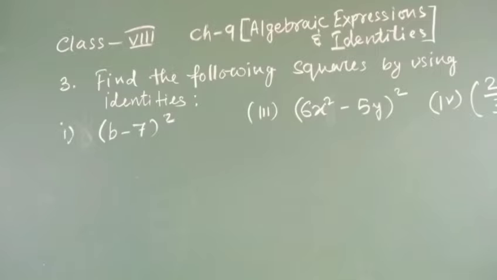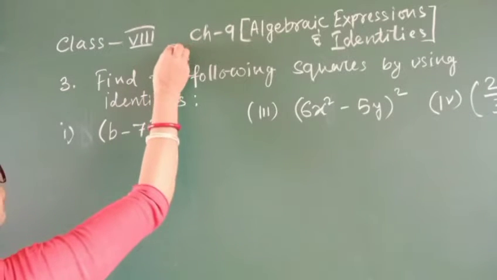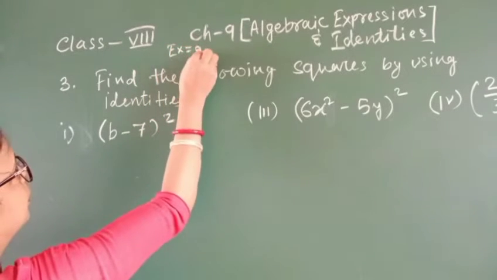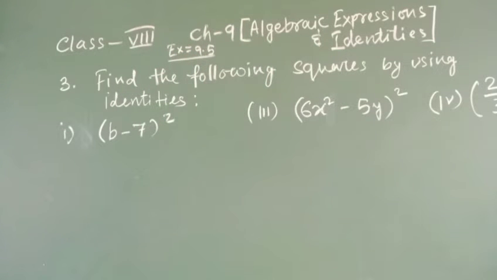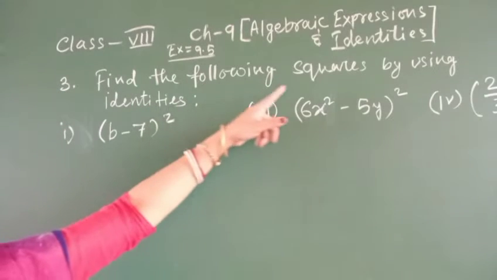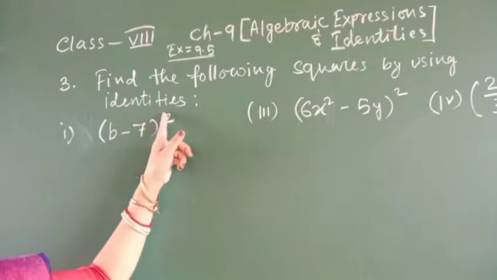Today we will do question number 3 from exercise 9.5, chapter 9, algebraic expressions and identities. Question number 3: find the following squares by using identities.